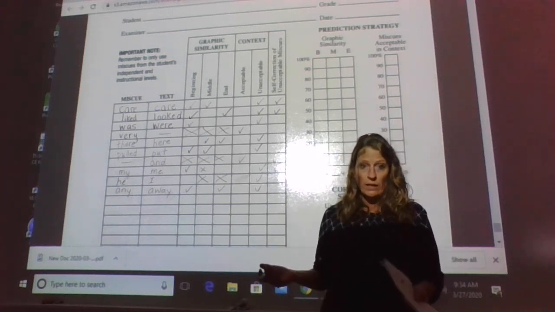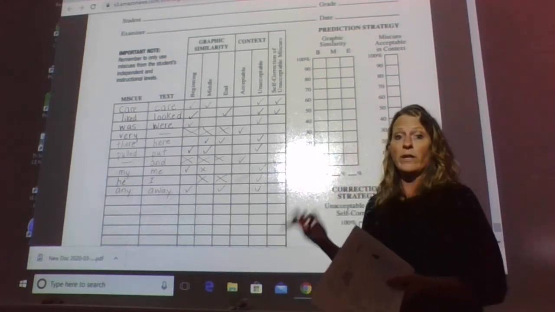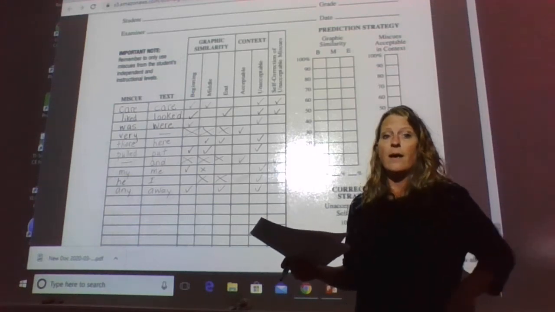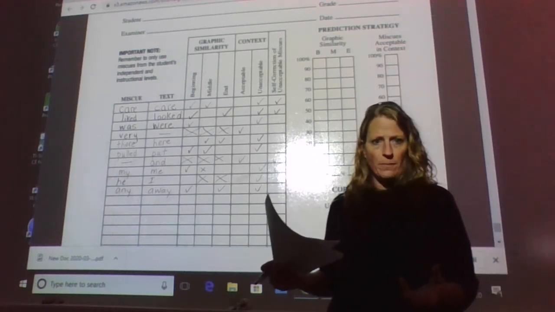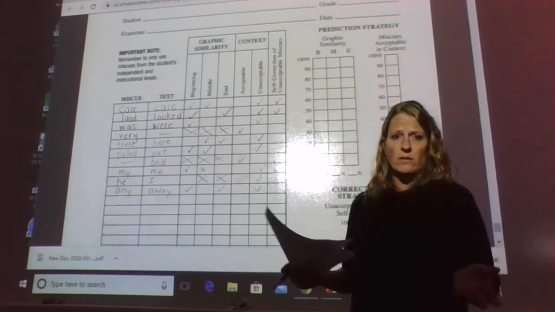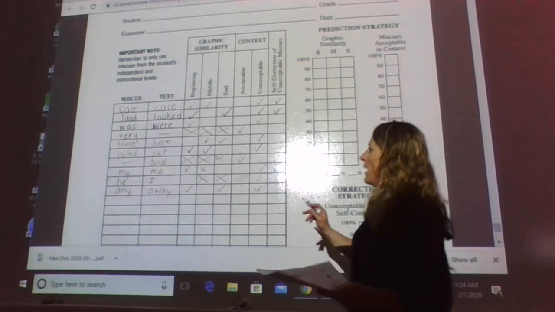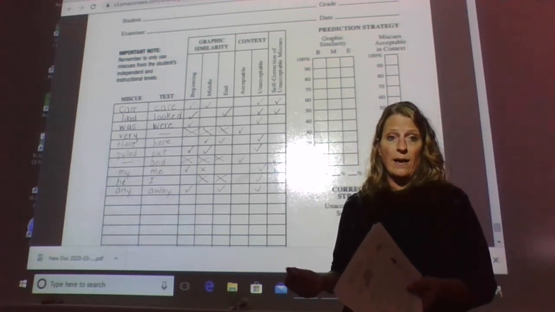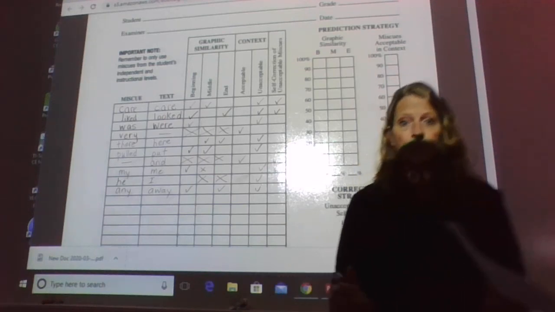So we're going to do this with all of Kirk's errors, and then we're going to total up to see what the percentages are for each of these areas to get a quantitative number so that we can make some decisions based on that data. I'm going to show you the completed form, and then we'll talk about how to get those percentages.